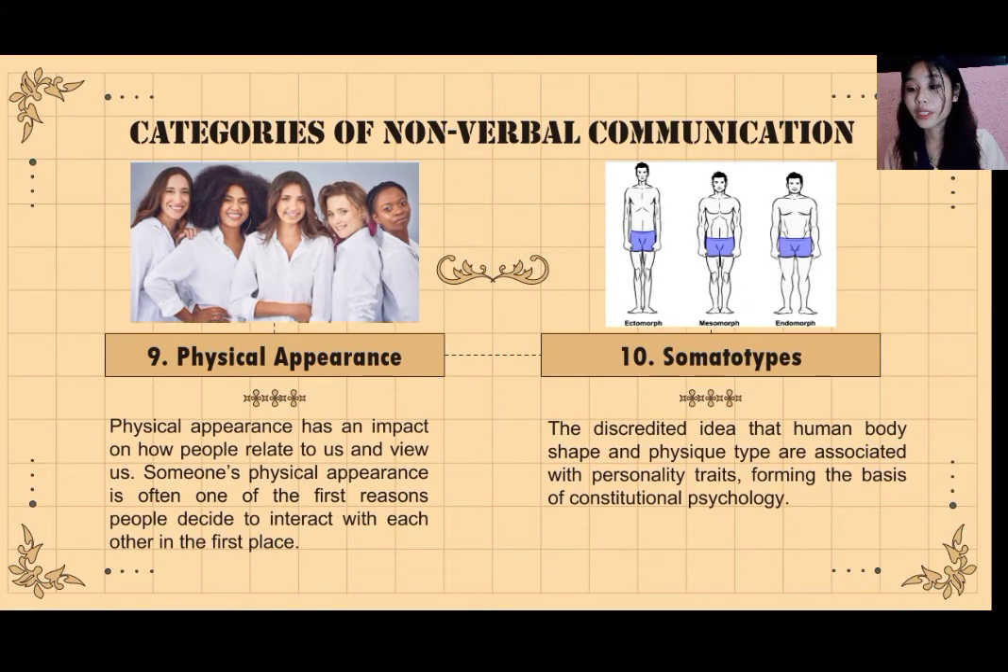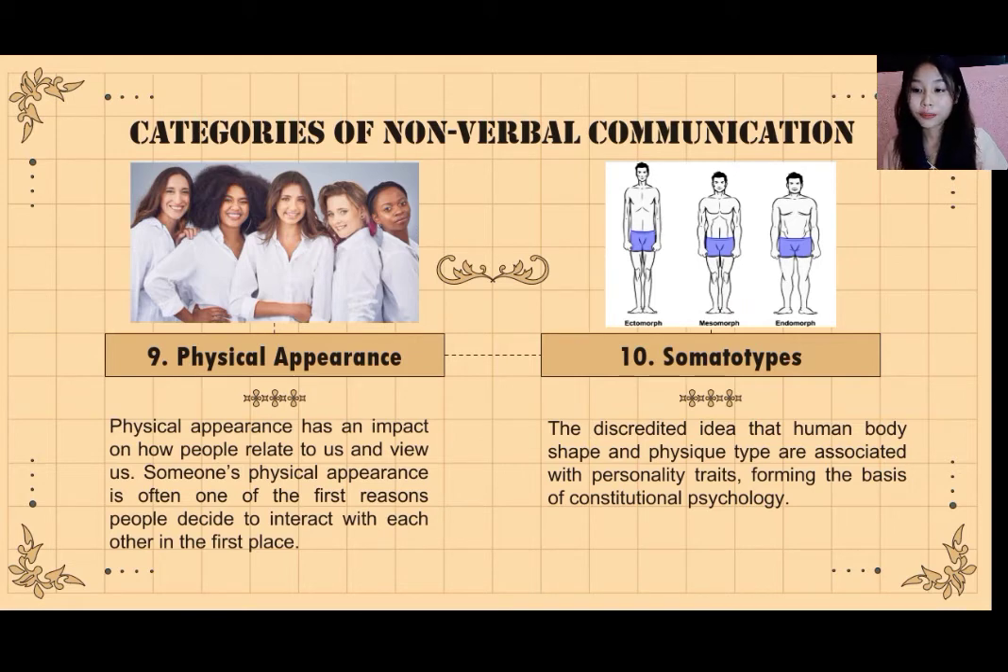Then we have here the somatotype as one of the categories of non-verbal communication. So somatotype refers to the human body shape and physique type that are associated with personality traits. So somatotype simply refers to the different sizes of body, which we will then discuss in here.